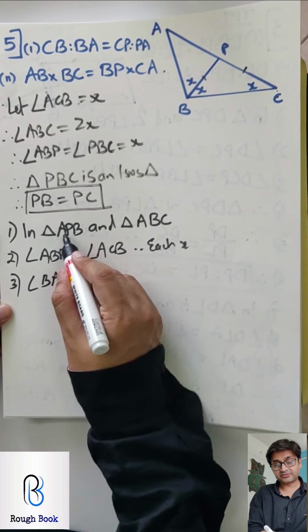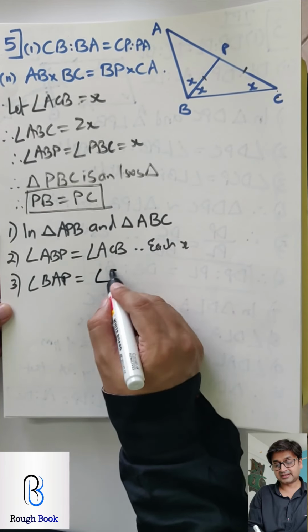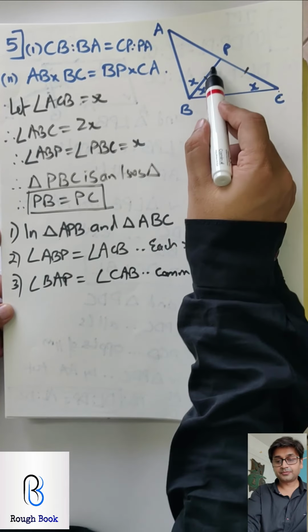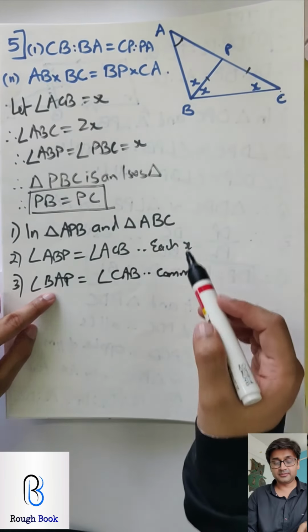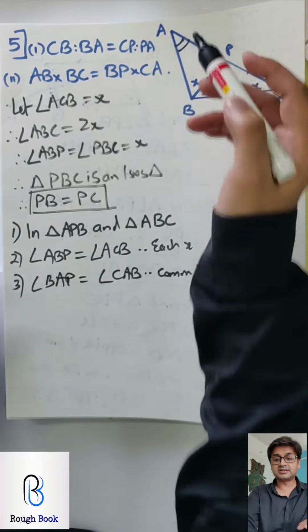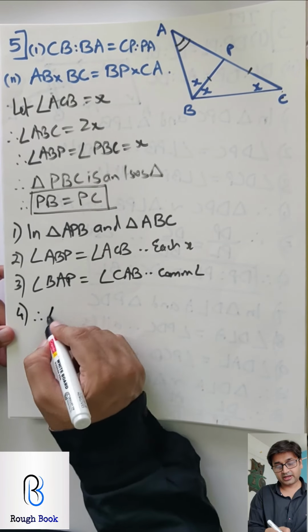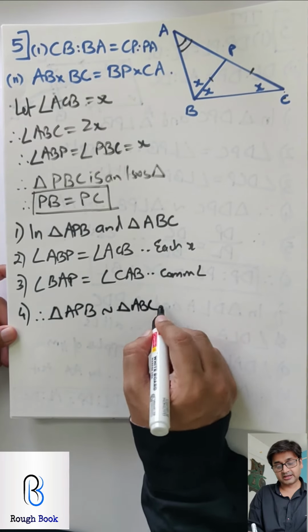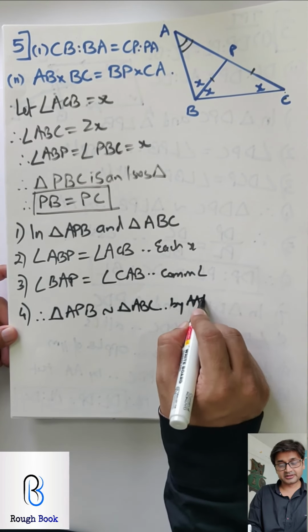BAP. So last, first and next, CAB. Common angle. You can notice BAP is this angle and CAB also is the same angle. And therefore I can say triangle APB is similar to triangle ABC by AA test.